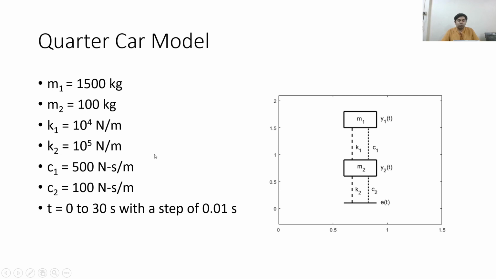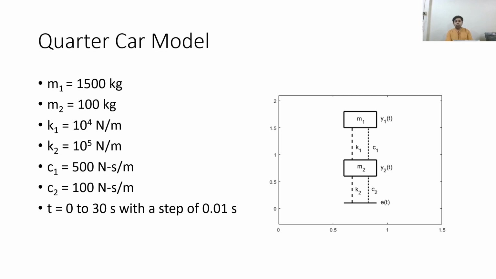So we will simulate what happens if there is a sinusoidal excitation of the base, E of t. Let us say that the car goes over a bumpy road where the profile of the road is sinusoidal, and that is equivalent to a sinusoidal base excitation.